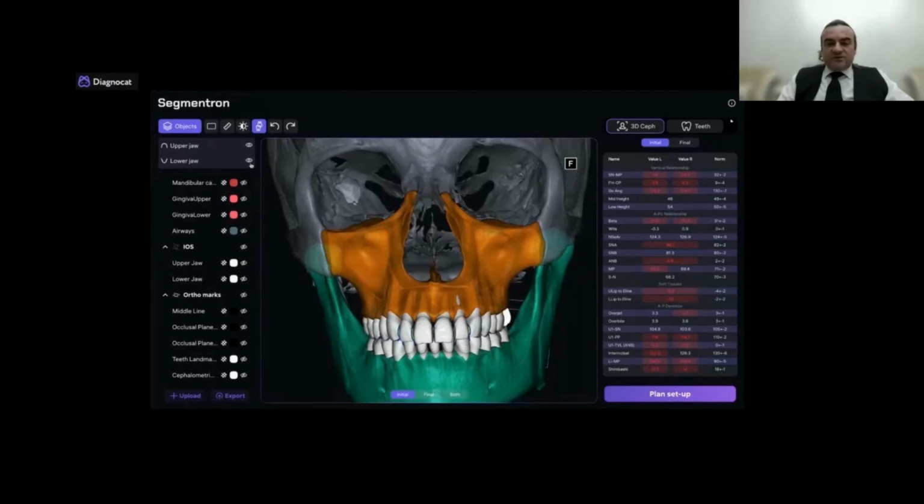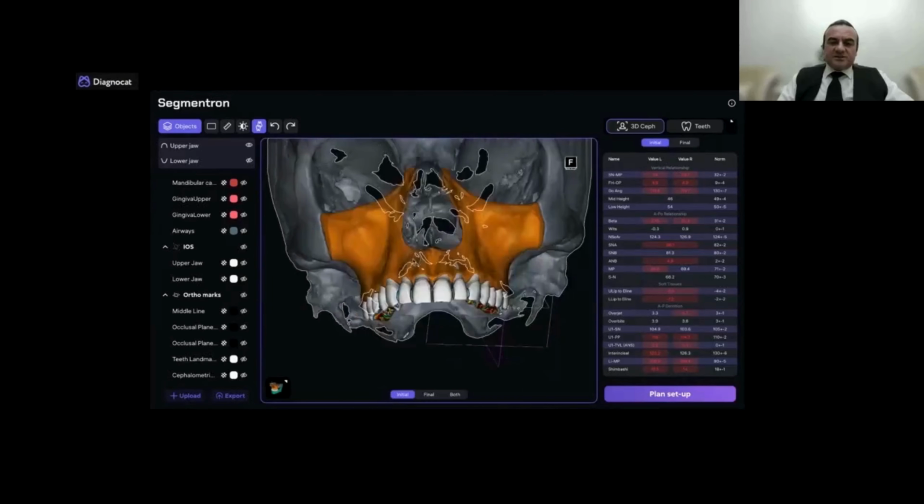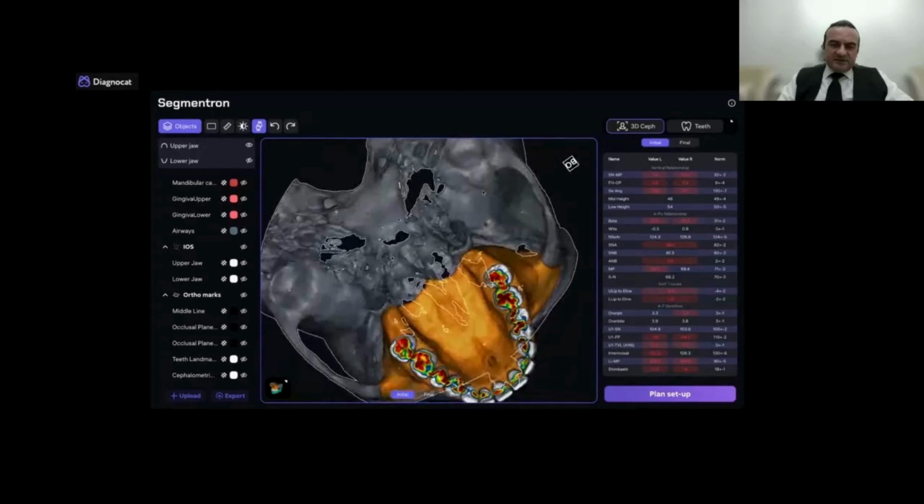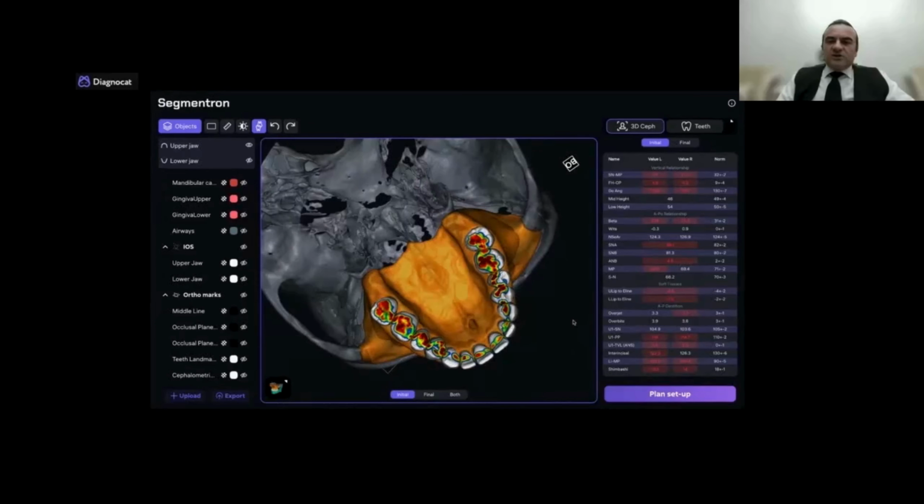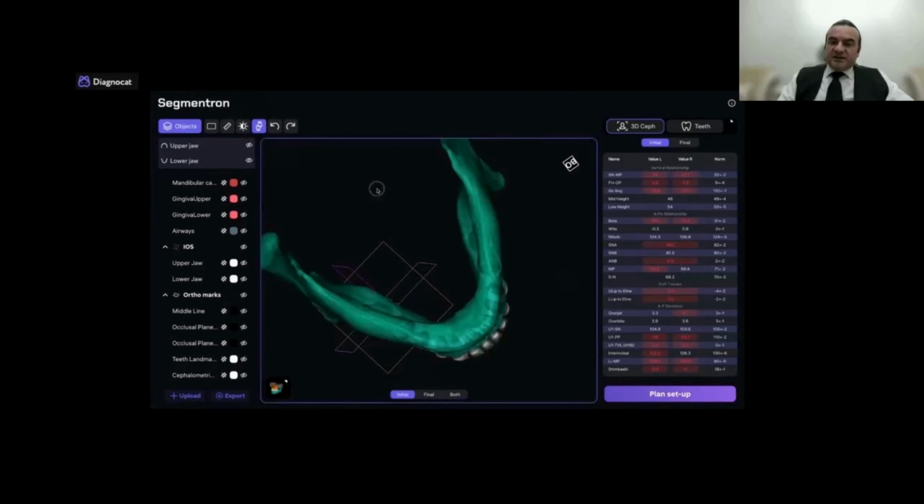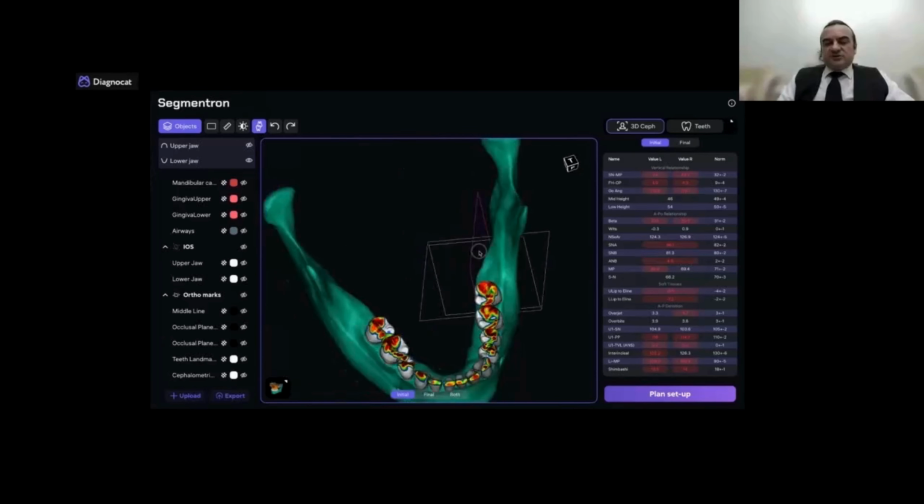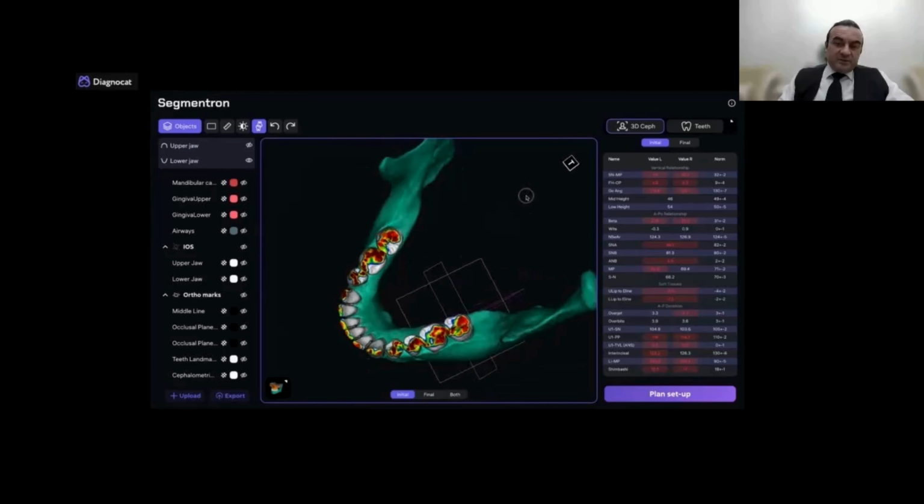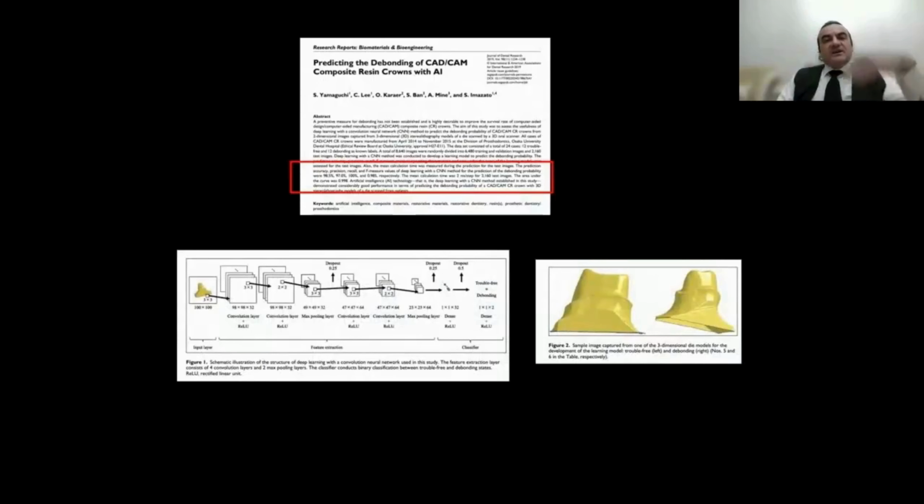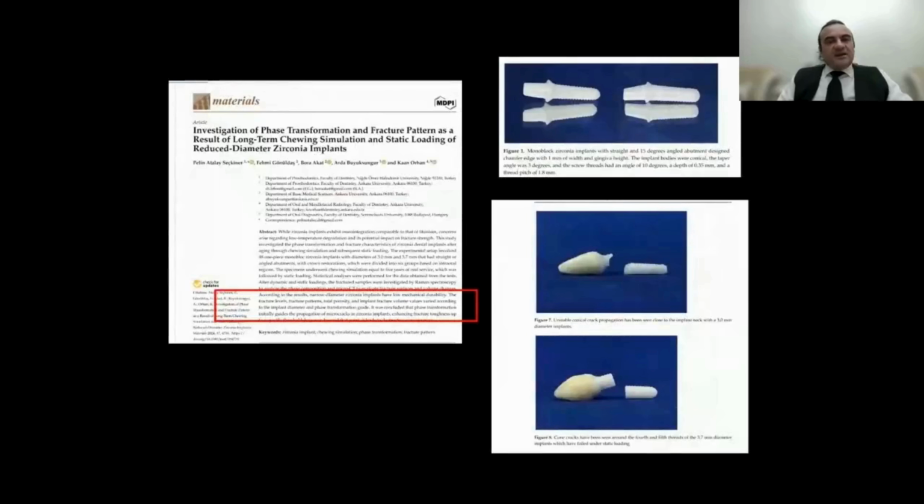If we have a CBCT volume, the CBCT can show you the contact points and occlusal adjustments all the way. You can check these occlusal points and understand where it is going to be reshaped for your prosthetic rehabilitation. We can also predict the bonding of CAD/CAM or composite resin crowns with AI, which is another topic.